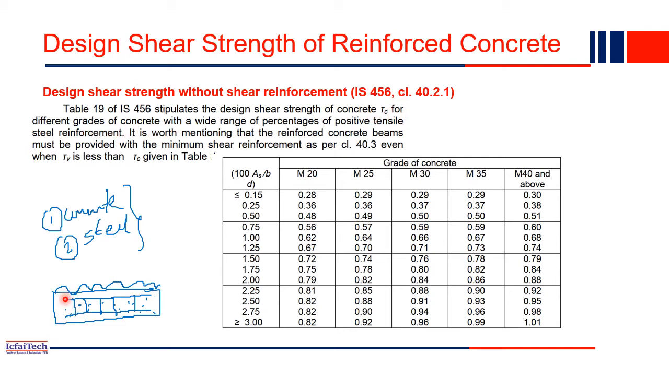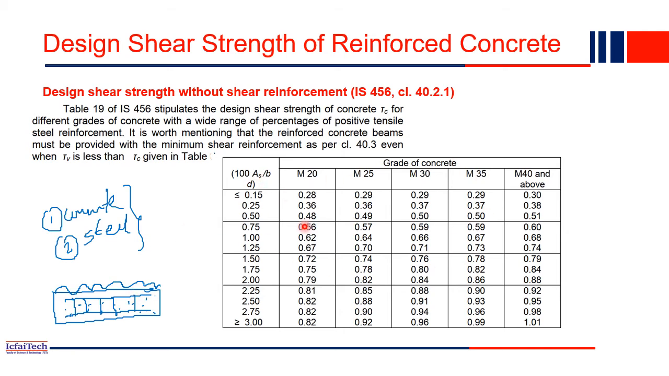Now, different grades of concrete will take different values of shear stress. If you use M20 grade of concrete, it may take some extent of shear stress, but if you use M30 grade of concrete, then M30 will take more shear stress compared to M20. So if you increase the grade of concrete, the shear stress carrying capacity of the concrete also will increase. Similarly, if you provide more tension bars, that is the AST value, area of steel, then it will take more shear stress.